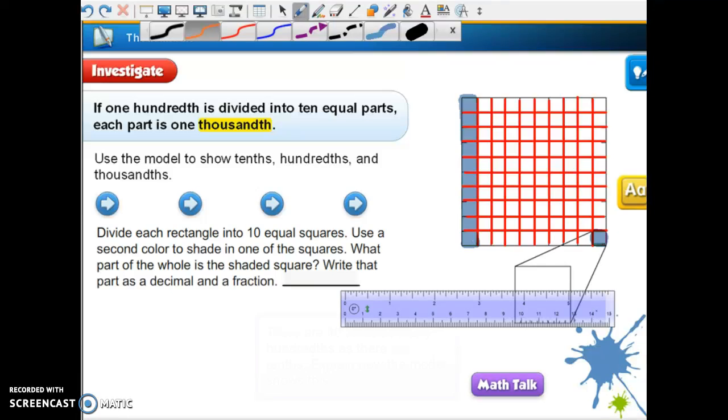0 and 100th, or 0 point. We don't have any tenths, but we have 100th. You get in the habit of saying that first part. Hundredths, tenths, thousandths. Okay, and we're supposed to write that as a fraction also. What will that look like? 1 over 100.